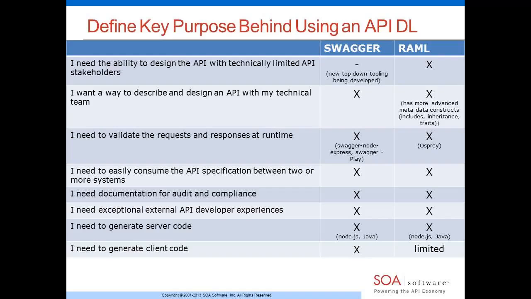Now, the next one, I need to generate server code. I want to stub out my server code. Top-down approach, if you're coming from RAML, you can stub out Node.js and RESTful web services, okay? So you just run your RAML document through it, and it generates the interfaces for you with the proper RESTful web services annotations and some of the Node.js.